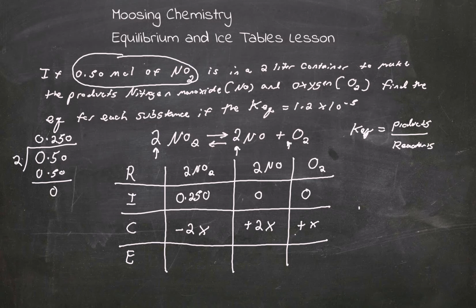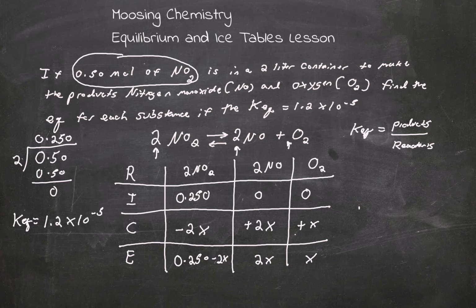All right, now what we're going to do is take our amounts. So our equilibrium values will be 0.250 minus 2x. This is going to be simply 2x. This is simply going to be x. Now remember, we talked about the KEQ. In this problem, we were given it, so it's going to be 1.2 times 10 to the negative fifth.